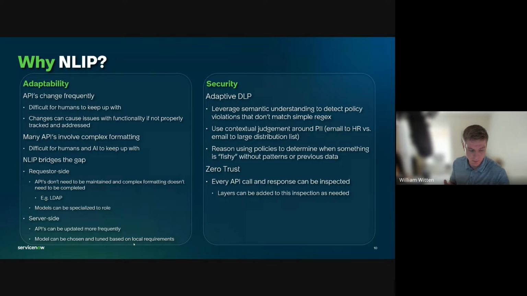But the ability to audit this with a large language model allows us to completely remove that possibility. And it's able to reason using policy to determine when something is fishy without patterns or previous data. So for example, if I'm asking to disable quite a few different accounts all at once, maybe it can understand that even though the API should be able to do this, even though the requester side agent has been fooled into trying to do this, the server is able to look at that and say, is this something that's fishy, or is there a good valid reason for us to be doing this? Again, something that with simple policies would be almost impossible.